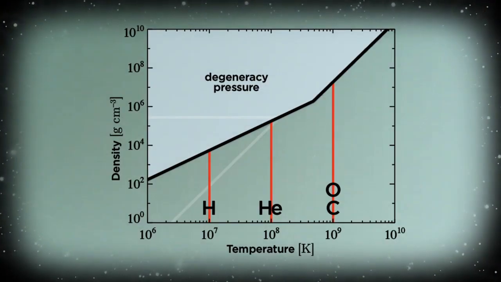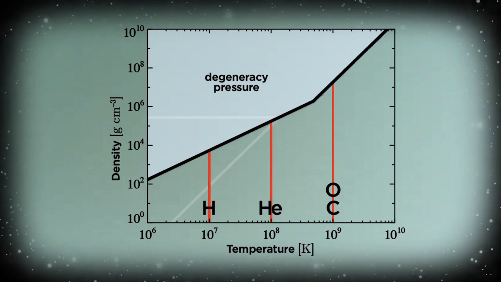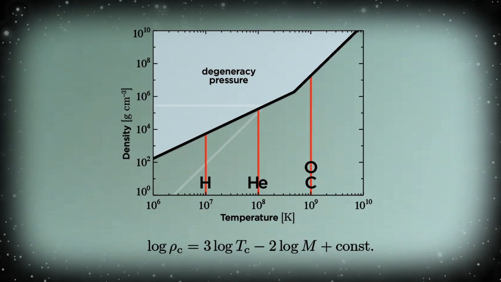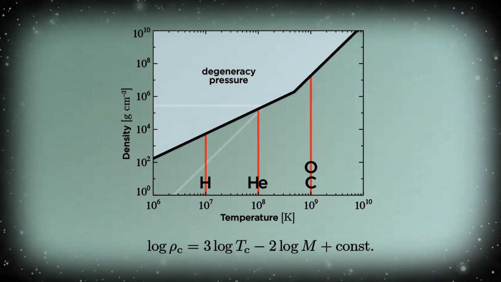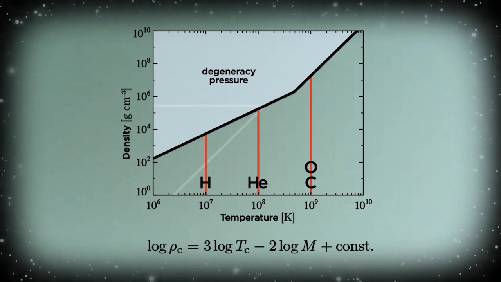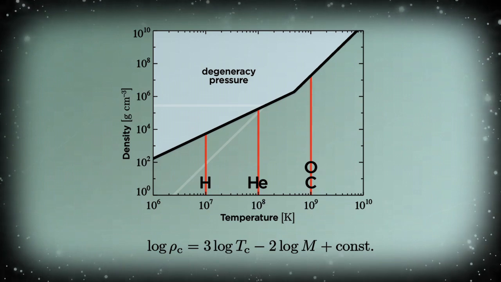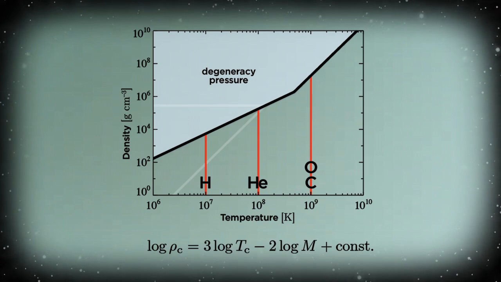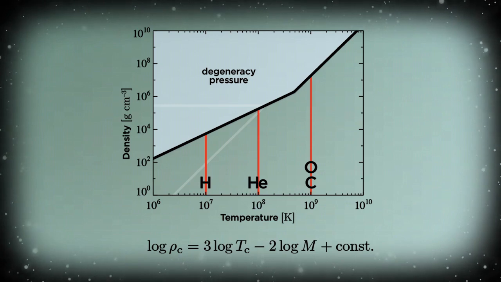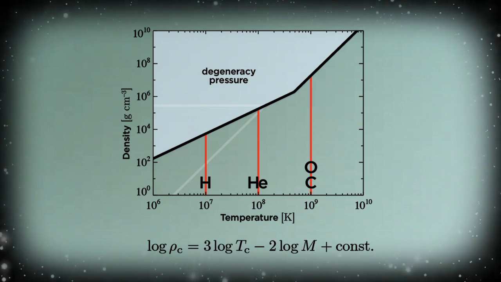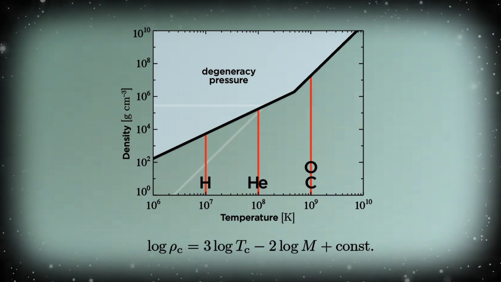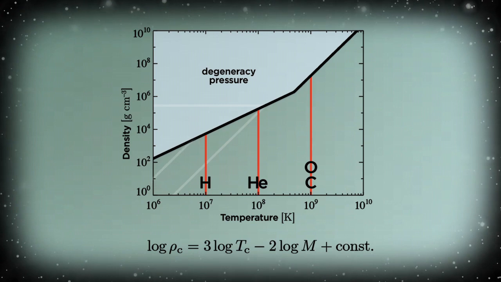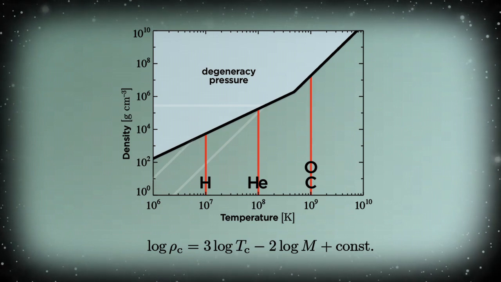Well, let's see. The trajectory of a star on this chart was dictated by the equation representing hydrostatic balance. Log rho equals 3 log T minus 2 log M plus a constant. The minus 2 log M is part of the y-intercept. The lower the mass, the higher the intercept. So when we decrease M, the line shifts upward. Let's follow that new line.